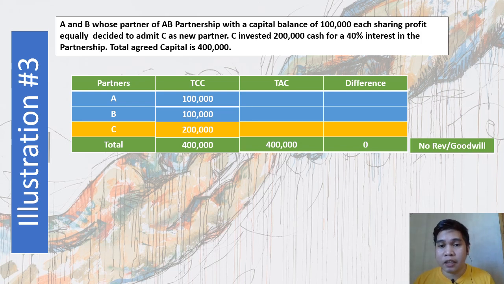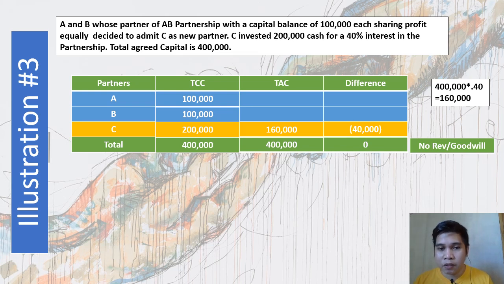So 400,000, this is the total agreed capital, multiplied by the percentage of interest to be credited to the new partner. So 400,000 times 40%, so ang i-credit po natin kay C is only for 160,000 pesos. So dahil 160,000 pesos ang i-credit natin kay C, tapos ang kinontribute niya ay 200,000, so therefore meron po tayong difference na 40,000 pesos. So yung 40,000 pesos na po yan, considered po yan as bonus. However, as you can see, negative po yung result. Ibig sabihin, nag-contribute siya ng 200 pero ang makikredit lang is 160,000 pesos.